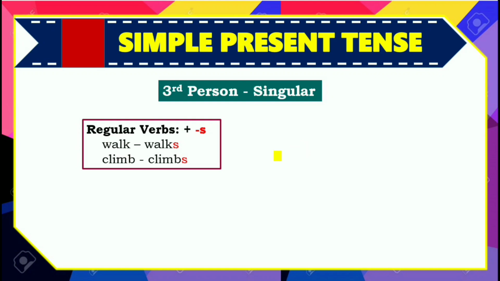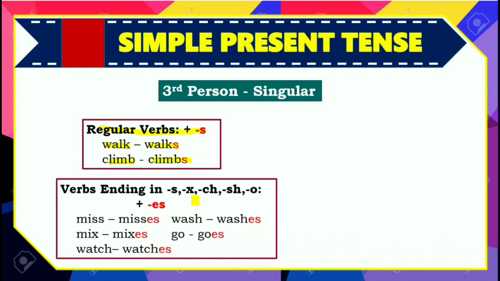For regular verbs, we need to add an s to the verb. For example, walk becomes walks, climb becomes climbs. Now, verbs ending in s, x, ch, sh or o, we need to add es this time. For example, miss, misses, mix, mixes, watch, watches. We have wash, washes, and go, goes. So that's how you spell the verb.